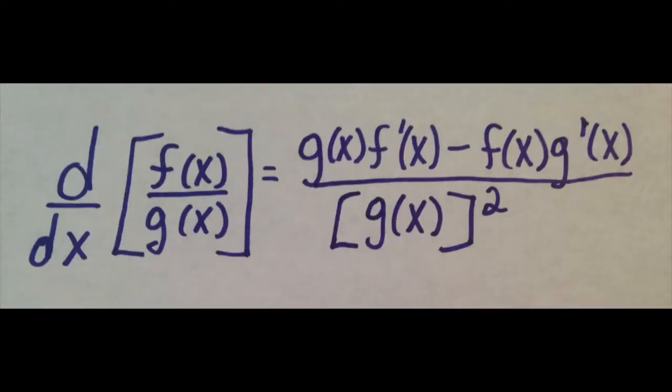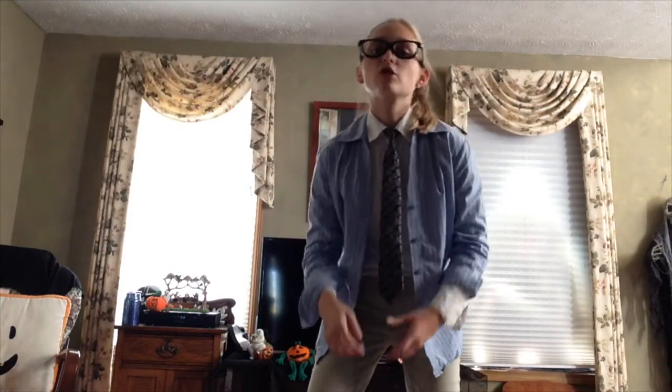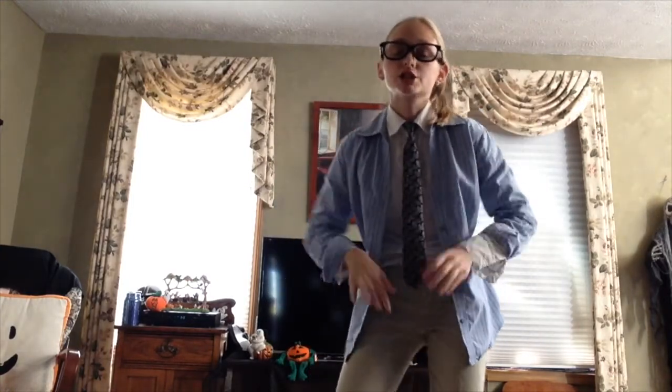Now, to prevent a sequel to this story, you'll have to follow this rule. d/dx of f(x) over g(x) equals g(x) times f prime of x minus f(x) times g prime of x, all over g(x) squared. Now, I know this looks as painful as stubbing your pinky toe on a door frame until it bleeds, but take my word for it that it is.